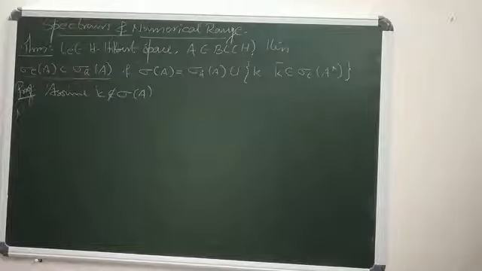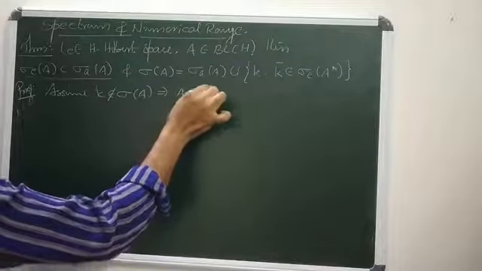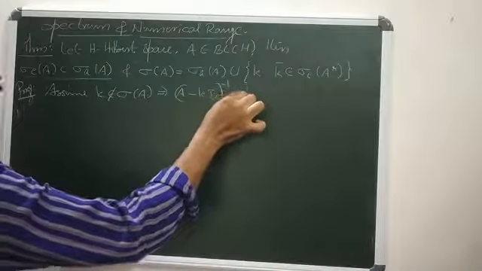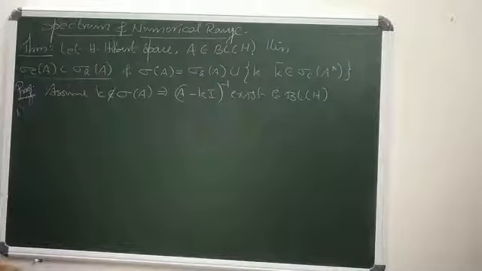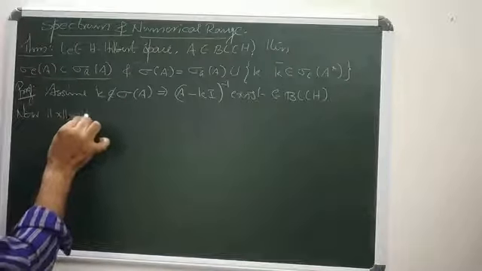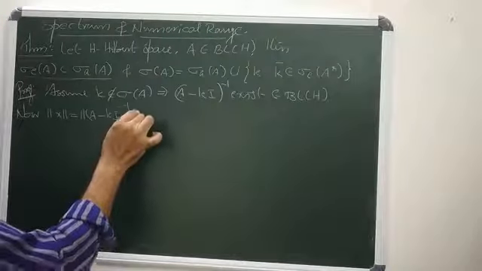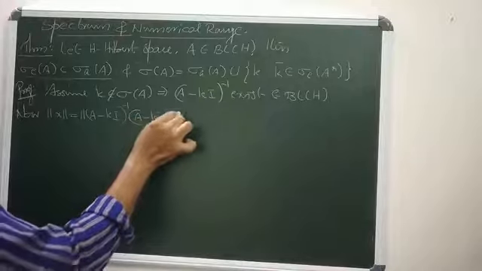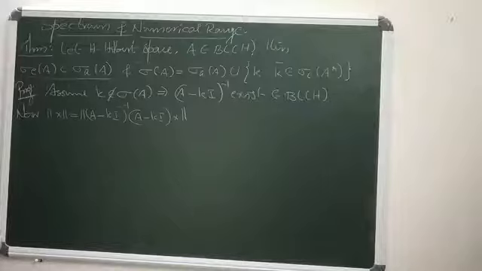K outside of sigma A means A minus k is invertible. That means, more precisely, A minus k inverse exists and it falls in BLH. So this is the invertibility of A minus k. Okay. Now what is norm x? Starting from norm x, we know that norm x equals norm of A minus k inverse into A minus k of x. A minus k inverse into A minus k is the identity.